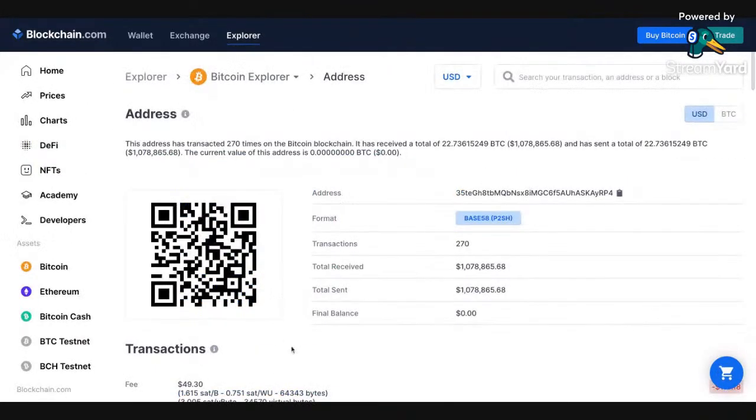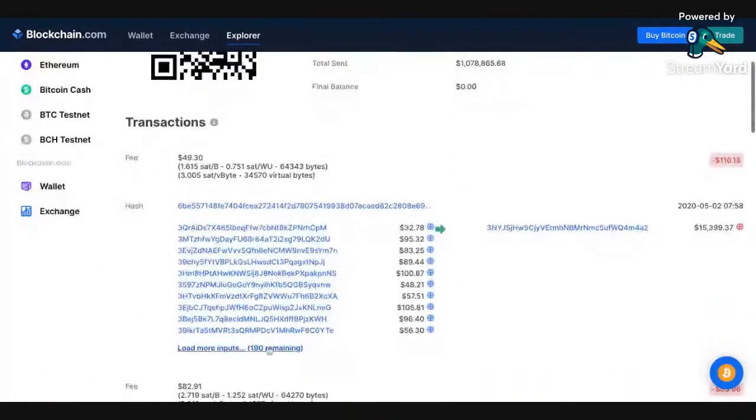Let's see how many transactions this block contains. So this is 190, 191, 192, 193, 194, 195, 196, 197, 198, 199, and 200. So 200 transactions, 200 wallet addresses, 200 transactions were done in this one block.